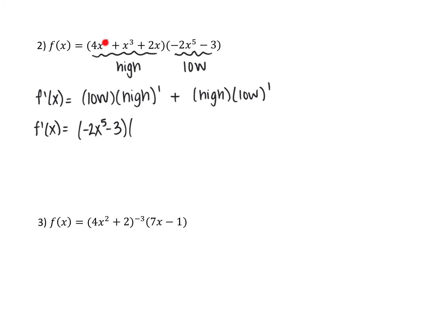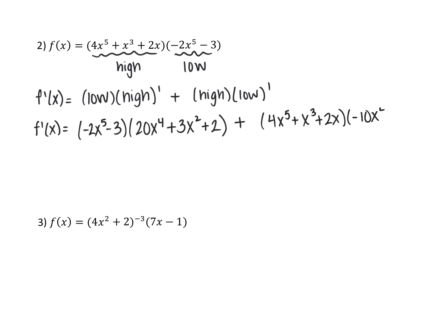Here's high. The derivative of 4x to the fifth is 20x to the fourth. The derivative of x to the third is 3x squared. And the derivative of 2x is just 2. So that's low d high plus high. All I'm going to do is rewrite my high function. And then times the derivative of low. So the derivative of low is just the derivative of this piece because the derivative of a constant is 0. So the derivative of negative 2x to the fifth is negative 10x to the fourth.